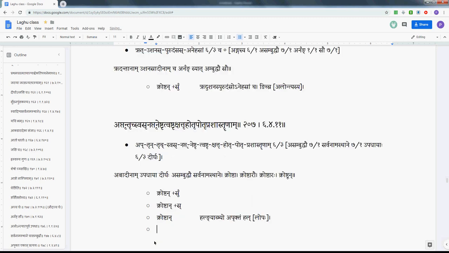Lupyate. Thereby Kroshtan. Then nalopah pratipadikasya. Thereby Kroshta. Nalopah pratipadikasya. The nakara at the end of a pratipadika, which is at the end of the pada. Padasya is anuvritti. Padasya pratipadikasya cha nakarasya antasya nakarasya lopaha bhavati. Lopaha, thereby Kroshta. So Kroshta, then we'll see others, Kroshtaro, Kroshtara, Kroshtu and so on. But Kroshta, you have done the rupa siddhi.